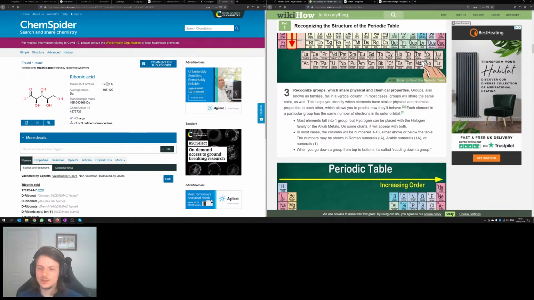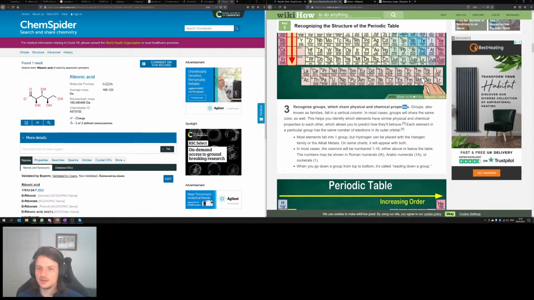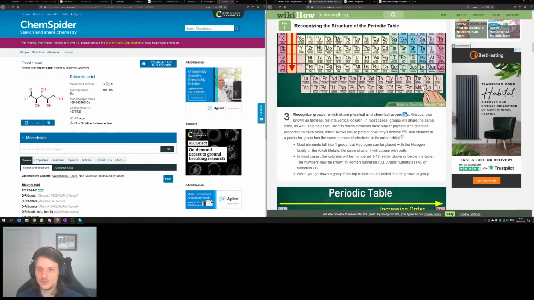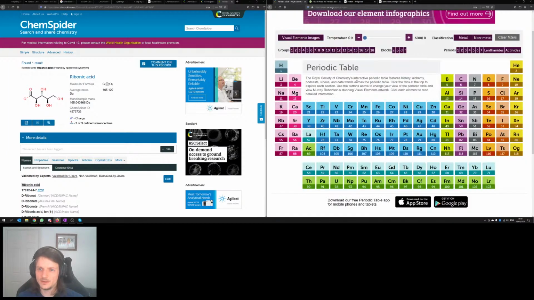Recognize groups which share physical and chemical properties. Groups, also known as families, fall in a vertical column. In most cases, groups will share the same color as well. This helps you identify which elements have similar physical and chemical properties to each other, which allows you to predict how they'll behave. Each element in a particular group has the same number of electrons in its outer orbital.